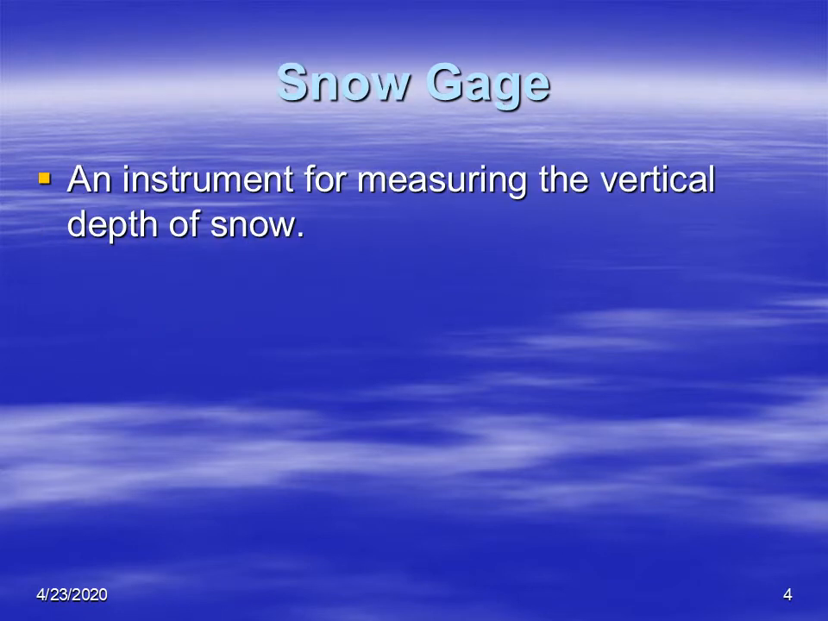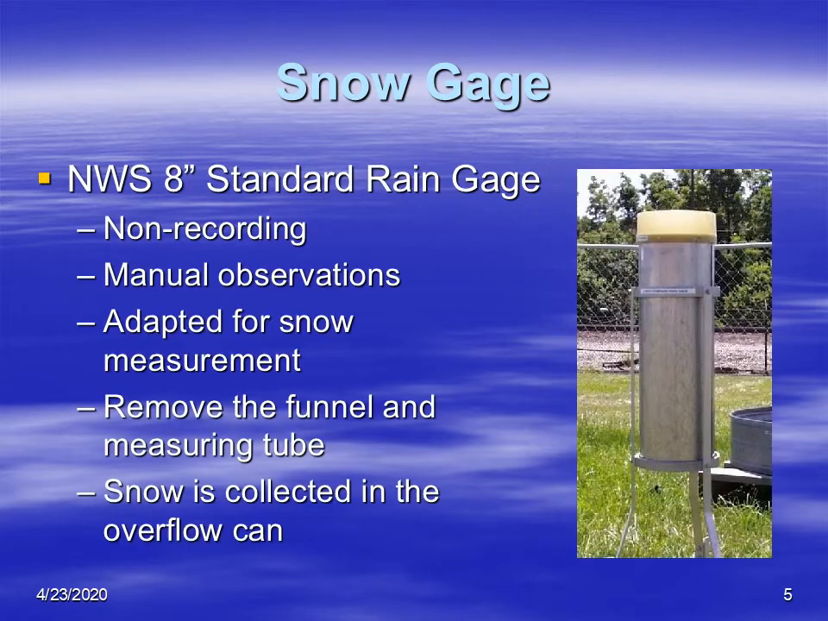The snow gauge is an instrument for measuring the vertical depth of the snow. Typically, the snow gauge is a standard National Weather Service 8-inch rain gauge. It is, of course, non-recording, so it has to be recorded manually. When we measure snow using the standard rain gauge, we take out the funnel and also the measuring tube in the center, and then let the snow fall into just an empty can for the most part. Snow is collected in that can. That's the overflow can section of the rain gauge.